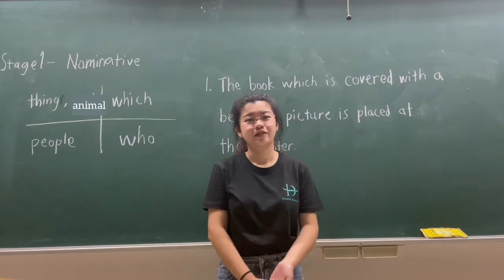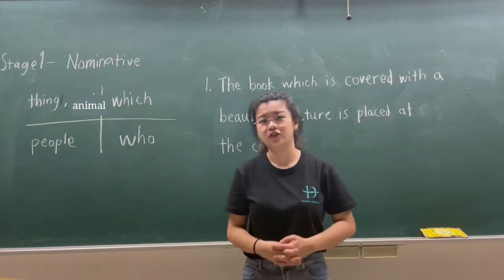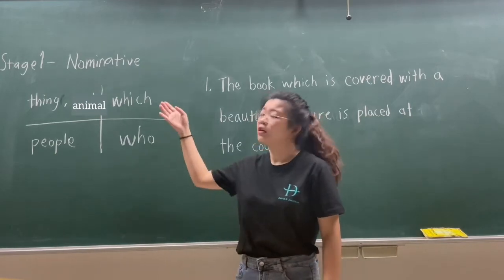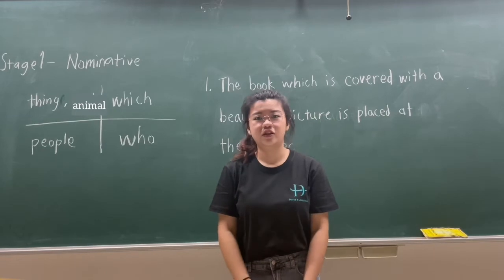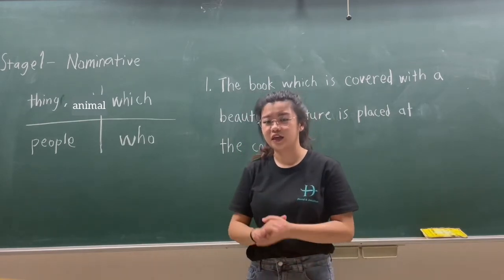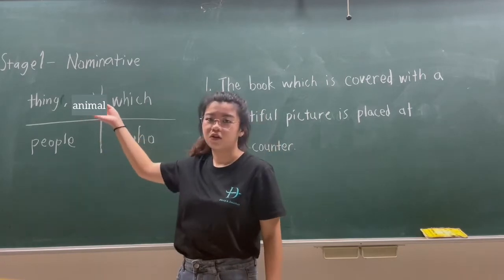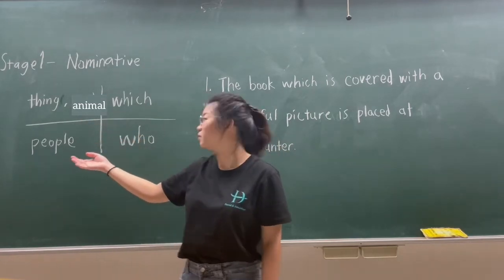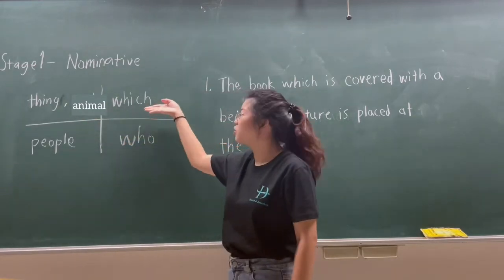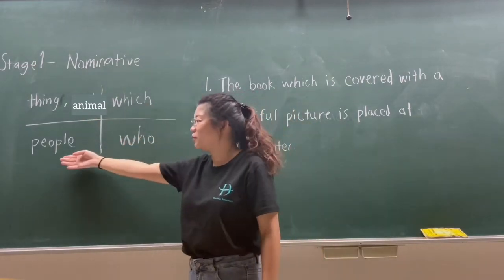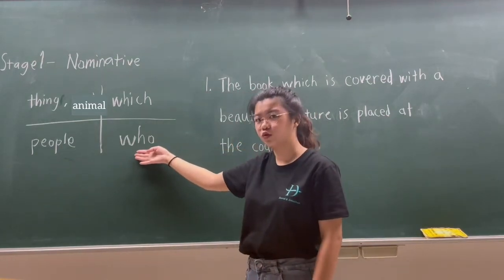Hello, class. My name is Jolie, and today I'll teach you how to use the nominative. First, we have to find out if the noun is a thing or a pet, or is a person, people. If it is a thing or a pet, we have to use which. If it is a person or people, we have to use who.